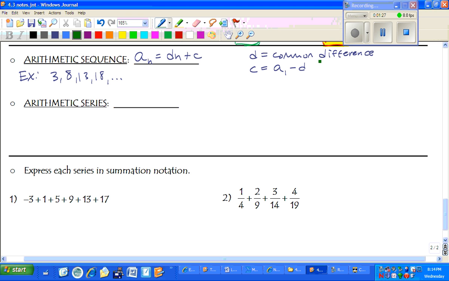Alright, well, our common difference keeps on going up by 5, so our common difference is 5. A sub n equals 5 times n plus c, that's just the first term minus that difference. So 3 minus 5 would give us negative 2. But like I was saying before, if you basically take this pattern and just go backwards, go back one term, that's going to give you what c is. So we know it's going up by 5. We just go down by 5 to the left here. That gives us c.